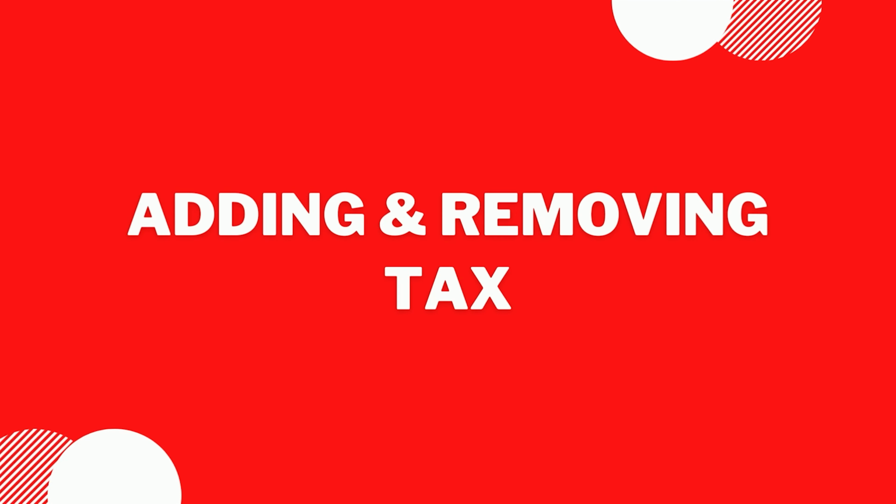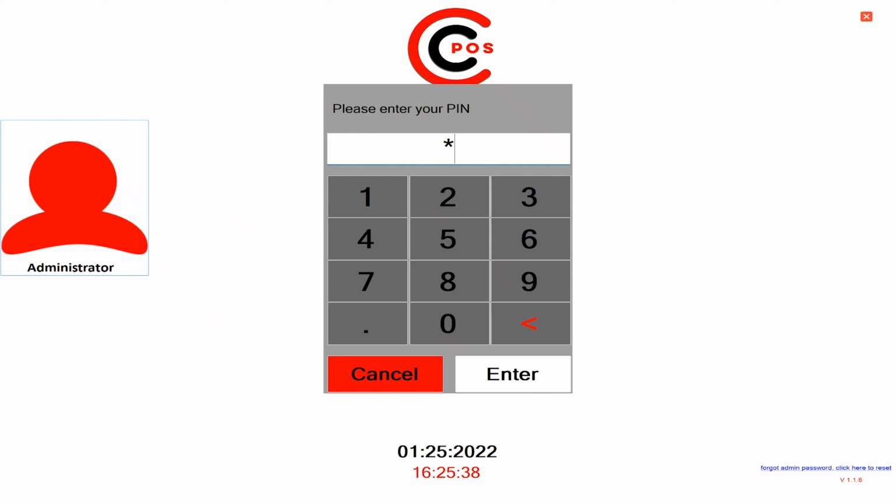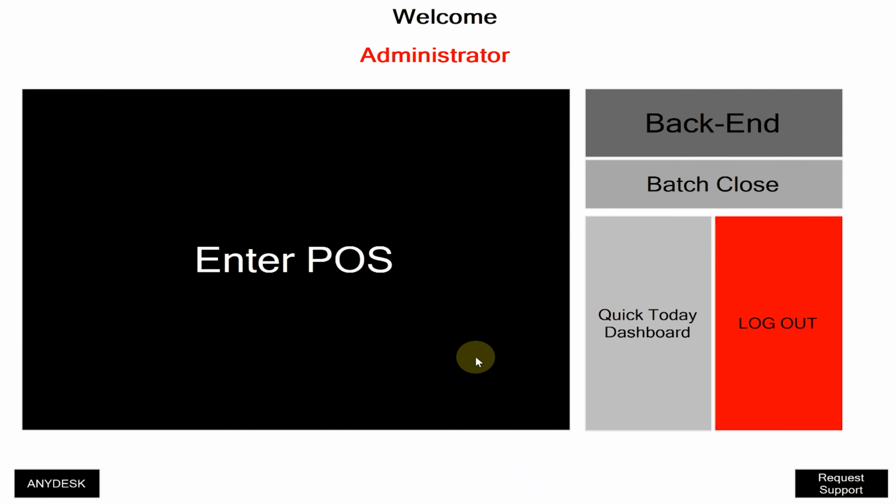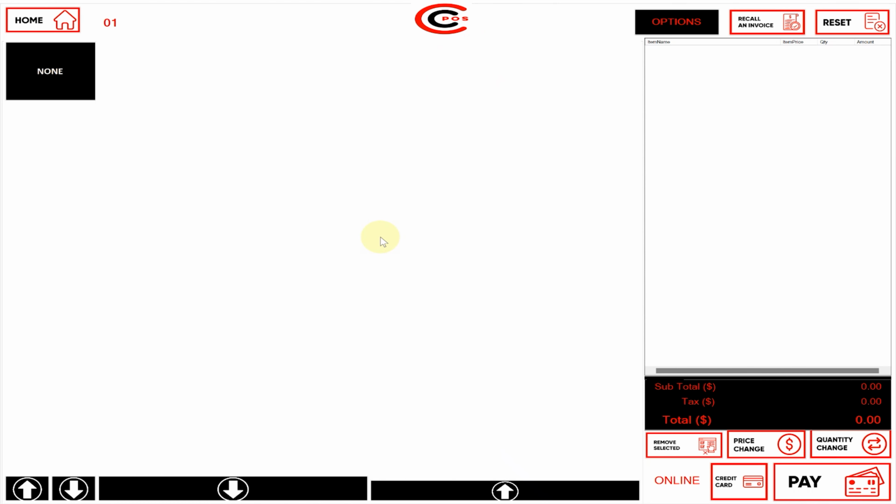Options Guide. Let's see how to add or remove tax. First, log in as a user. Then click Enter POS. Now add an item. Now you can see I've added an item with tax.